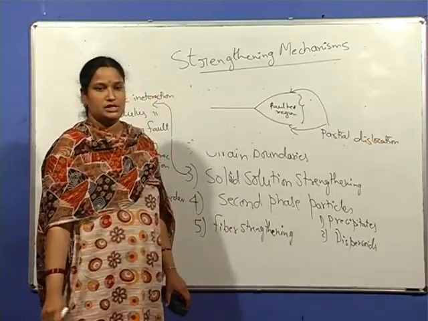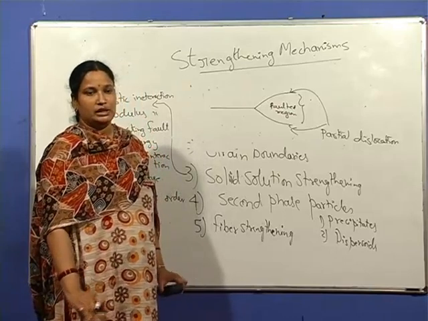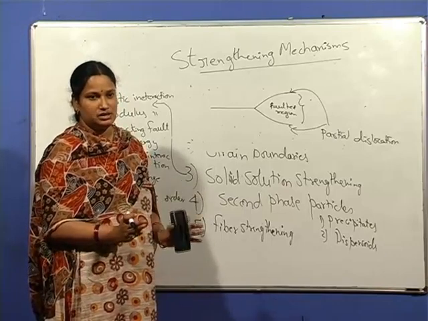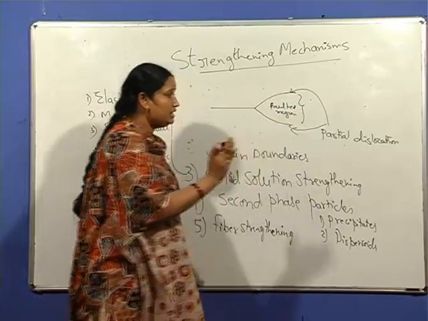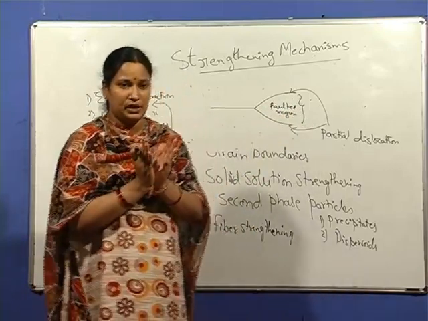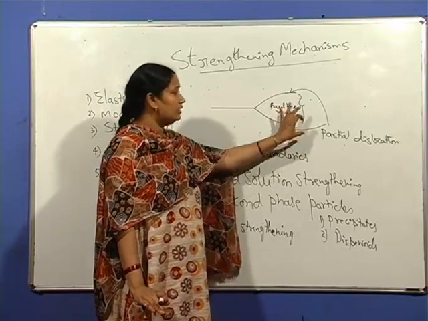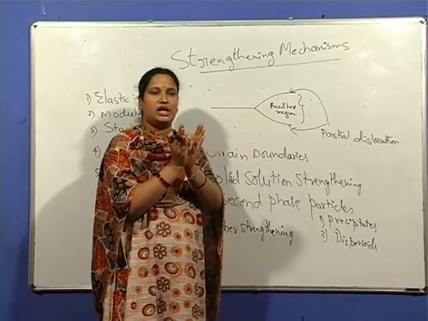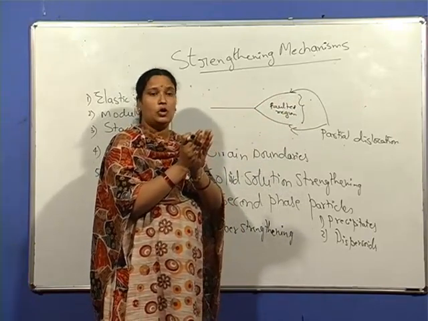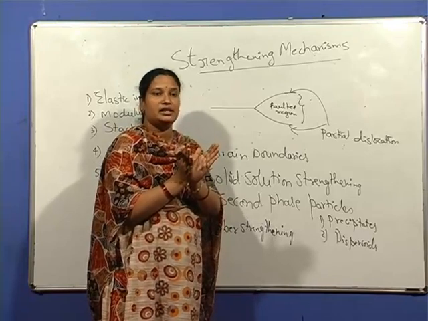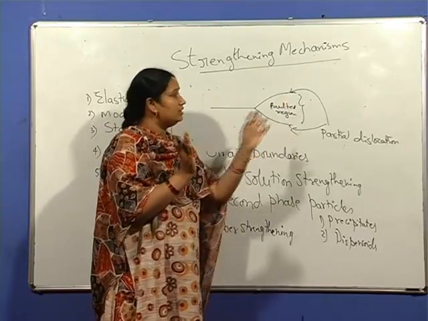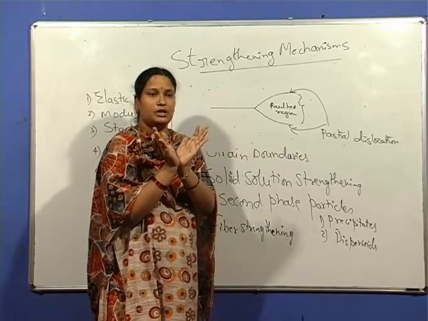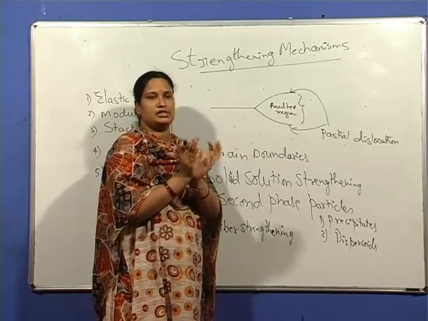This stacking fault is associated with some energy that is known as stacking fault energy. The higher the stacking fault energy, the lesser the separation between the partials, so the lesser the faulted region, and these two partial dislocations try to come closer together. The lower the stacking fault energy, the greater the faulted region, and these two partial dislocations move away from each other.